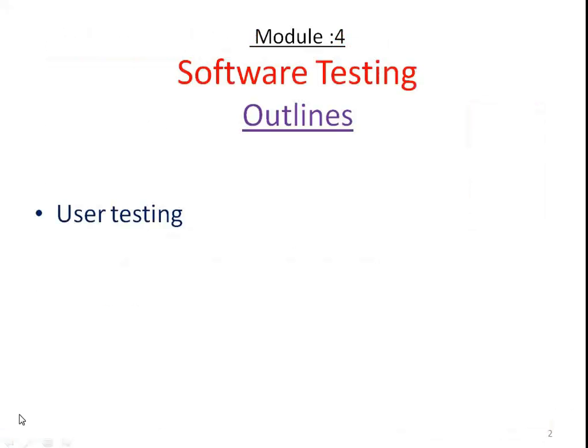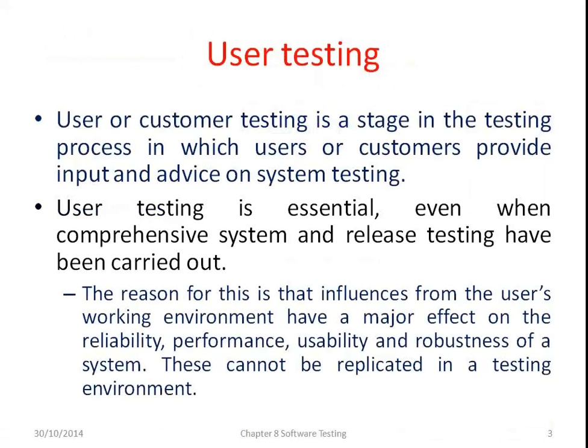Today's outline of the class is user testing. This is the last point in software testing. So what do we mean by user testing? Users are those who can use the software product: users or customers. User or customer testing is a stage in the testing process in which users or customers provide input and advice on system testing.